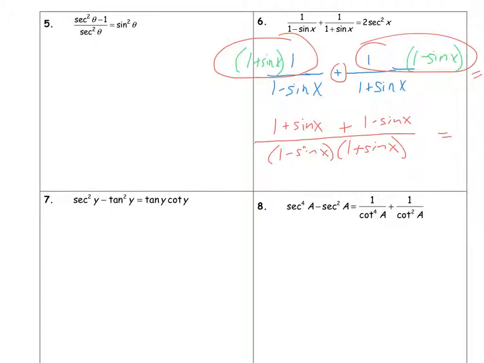Awesome. Look at your numerator. You have a positive sine x being added with a negative sine x. Bye. It's gone. Adds to 0. So the only thing on your numerator is a 2. 1 plus 1 is 2.